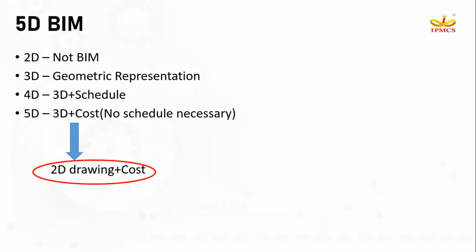And today we are going to see about 5D BIM. 5D BIM is nothing but linking our cost information with a BIM model. Here in Costex, in addition to linking cost with the BIM model, we are also going to see how the cost can be linked with the 2D drawing also.